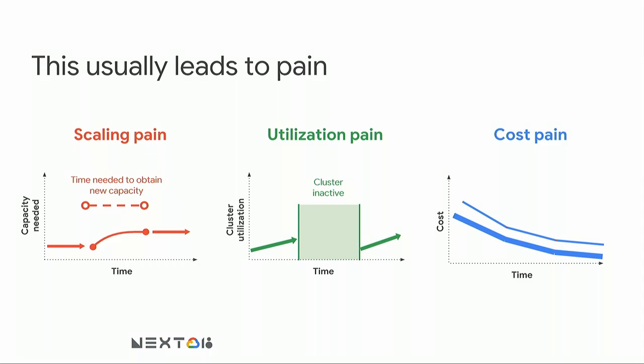So the cycle that we just showed on that last slide, it usually leads to pain. So the first kind of pain is scaling pain. Anytime that you need to add new capacity in, you end up with a lag between when your needs come on and then when you can actually get that out and into production. And that's because there's just so much time that's required to be able to actually get the truck roll out and make that happen. There's also an issue from a utilization pain perspective.